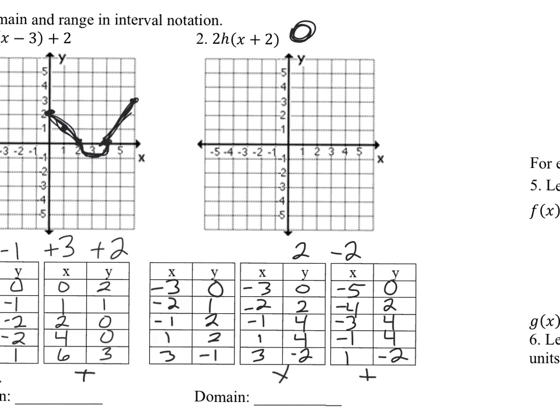So I've got -5, 0, so that's going to be right there. I've got -4, 2 right here. And then I've got -3 up 4. Okay, and then I've got -1, 4. Okay, and then I've got 1 down -2. And what you'll notice about this, okay, oh, not like that. Let me try this again.